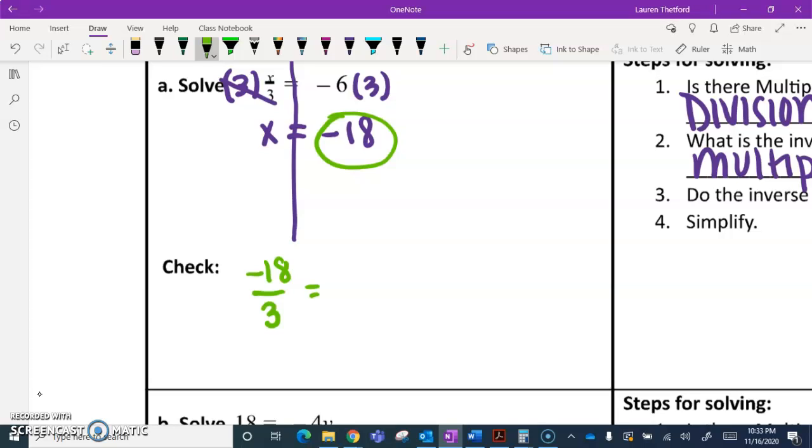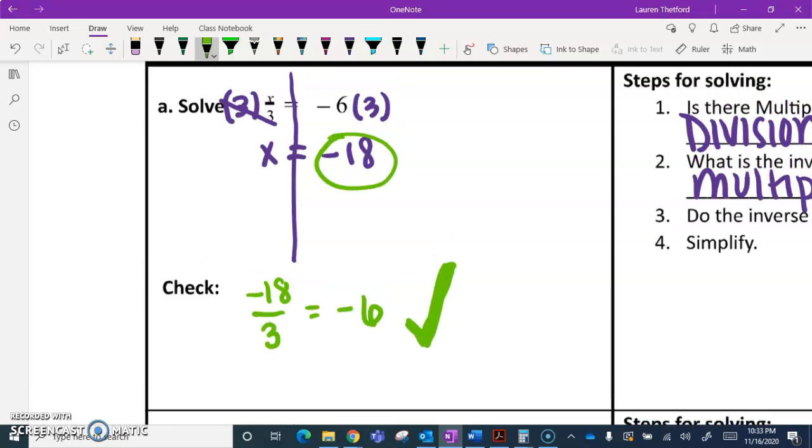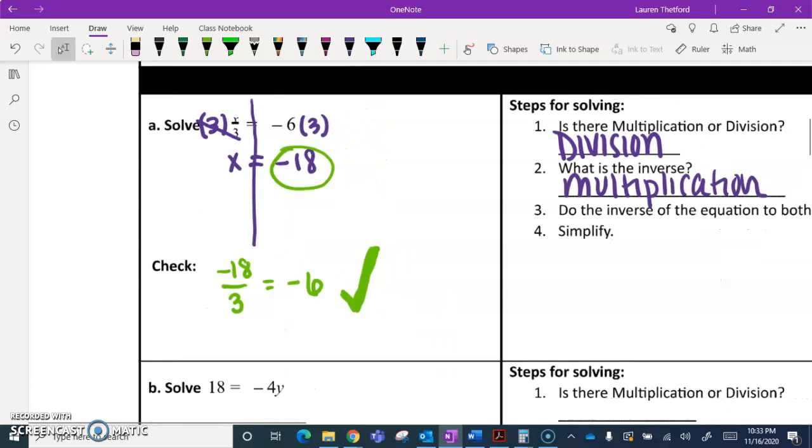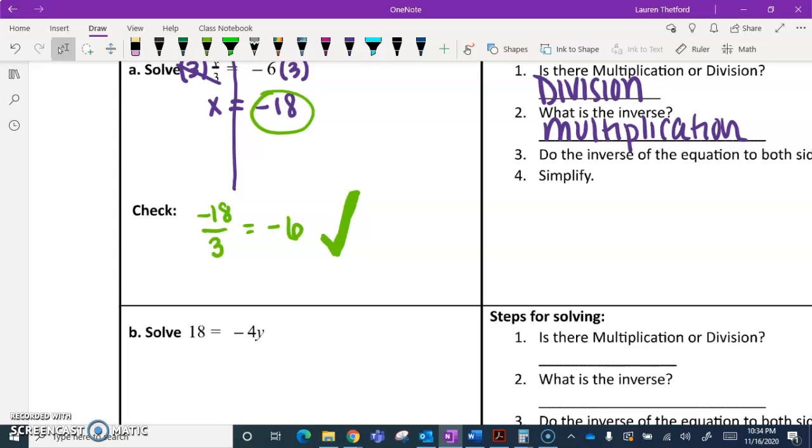So -18 divided by 3. A negative divided by a positive gives me a negative. 18 divided by 3 gives me 6. So we know that we got our answer correct because it gave me the same thing that my equation should have given me, which was -6. So x does in fact equal -18.